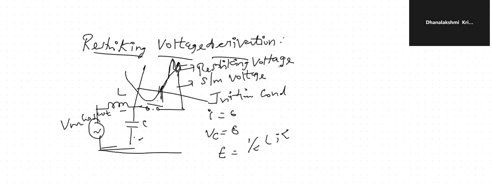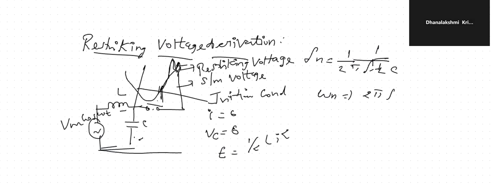The inductance and the capacitance form a series oscillatory circuit, and the natural frequency fn is equal to 1 by 2 pi root of LC. This is the natural frequency of oscillation, and the natural angular frequency omega n is equal to 2 pi fn. Now fn is equal to 1 by 2 pi root LC. The 2 pi terms cancel. Now the angular frequency is equal to 1 by root of LC.